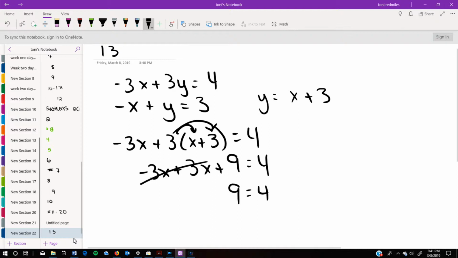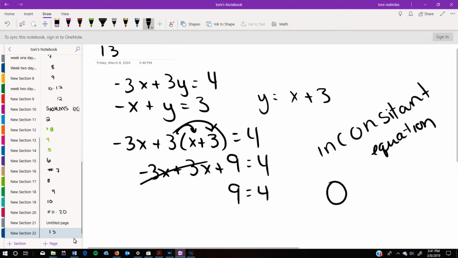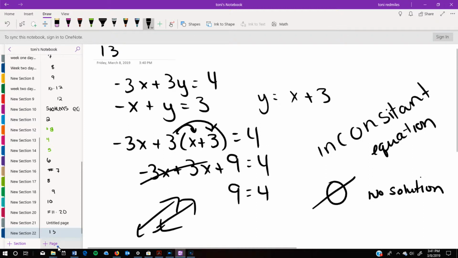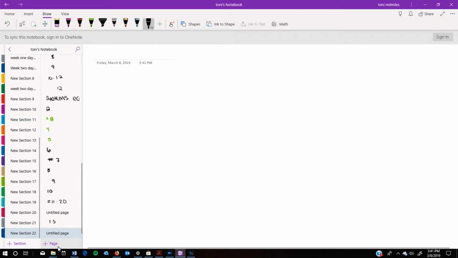Well, that's because these are inconsistent equations. So the answer is actually no solution. You can either use that or say no solution. But it means that the equations actually never touch. And actually, I can do a little test here on these equations. They're more than likely perpendicular.